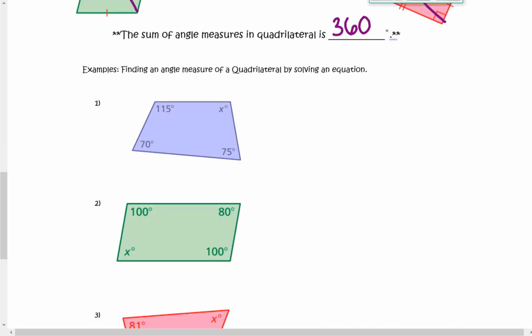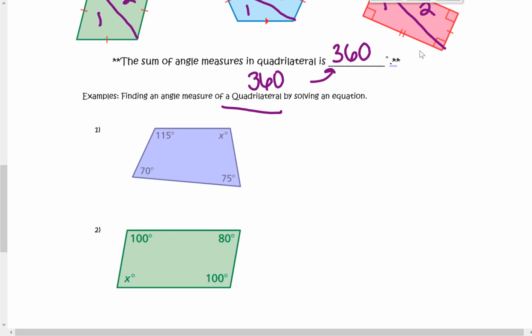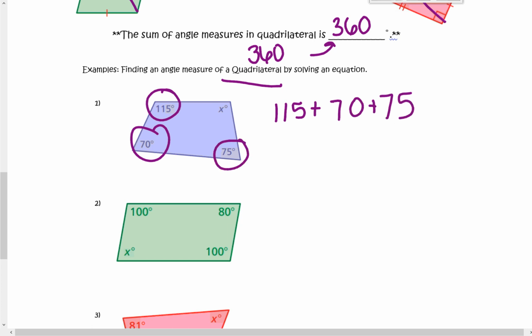All right, our last thing we're going to do today is solve some examples using an equation to find that missing angle, just like we did with triangles. So number 1, we know that the measures of a quadrilateral add up to 360, as shown above and proven by the triangles we drew above. I'm going to take one angle, which is 115, plus another angle, 70, plus our third angle, plus our missing angle, and that's going to equal 360.